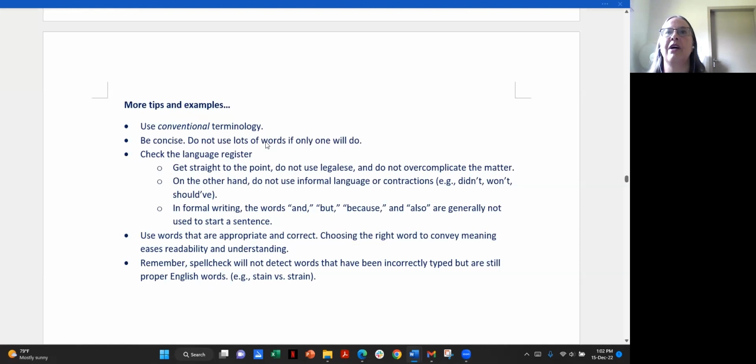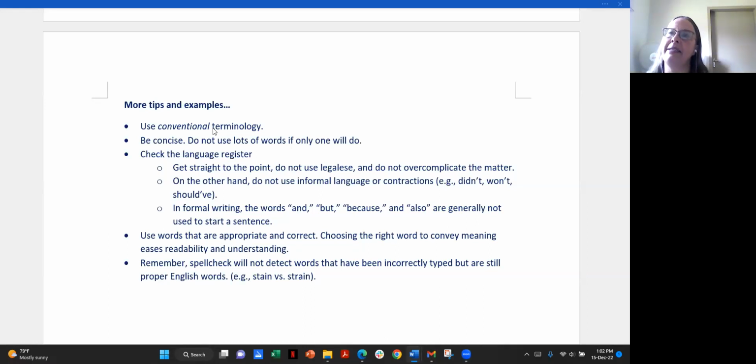Here's a few more tips and examples for you. Use conventional terminology. Don't use something that you think sounds better than the term that is always used by other people. I'll show you an example just now. Be concise, which I've covered with my example already. Check your language register. Get straight to the point. Don't try and be over formal either. Don't use legalese or technical terms just for the sake of using it. You don't want to overcomplicate the matter and lose the meaning of what you are trying to say.